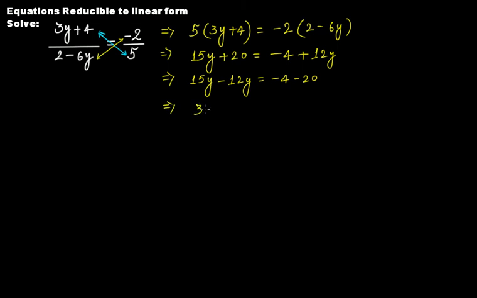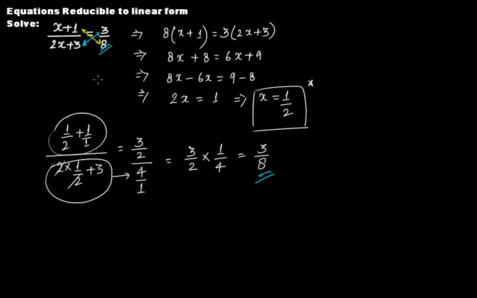Solving this will give you 3y is equal to minus 24. Now divide both the left hand side and the right hand side by 3, because we want to get rid of this 3 so that we are only left with the variable y. You get y is equal to minus 8. Now you can simply put it back and cross check your answer as we have done here.